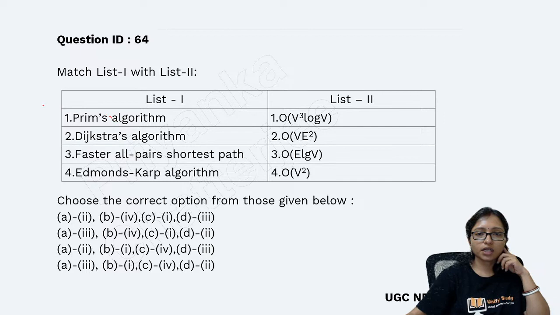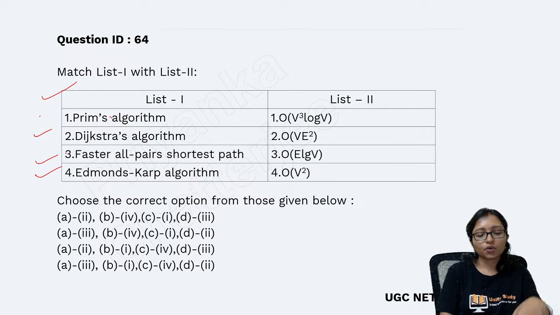Edmonds-Karp. Is it done? I think not. Do this one. Priyanka, Dijkstra, Floyd-Warshall, all pair, and Edmonds-Karp. What will be the answer?